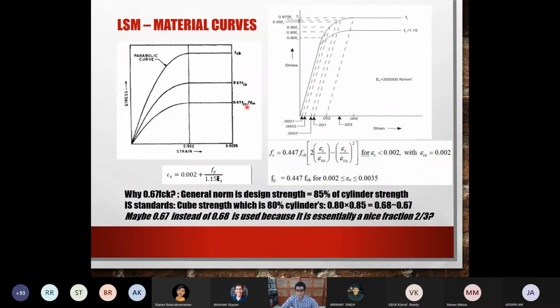So this 0.67 will further be divided by gamma m. Whenever you see the letter gamma, gamma means factor of safety. The symbol gamma is used to denote the factor of safety. Subscript m means material. So gamma m means material factor of safety. This is for concrete. So you divide it by the material factor of safety. How much is the material factor of safety for concrete, as seen in the previous slide?